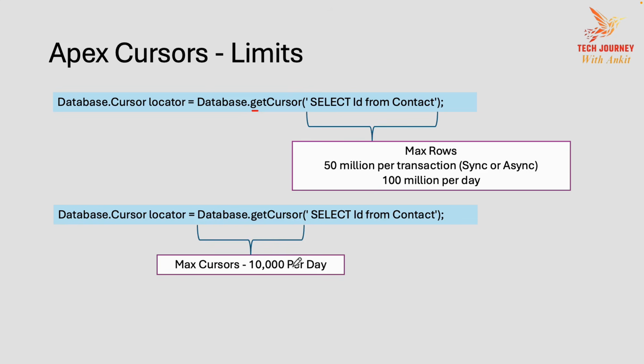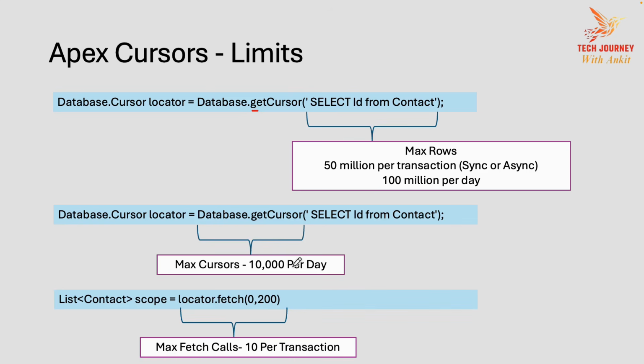That's where you can go and reuse the same cursor rather than creating a new cursor every time. Now, another very important limit that you have to keep in mind is the maximum fetch calls that you can have here, which is 10 per transaction. So there is another limit where you have to define the number of fetch calls that you can make within a single transaction, and the answer here is 10.